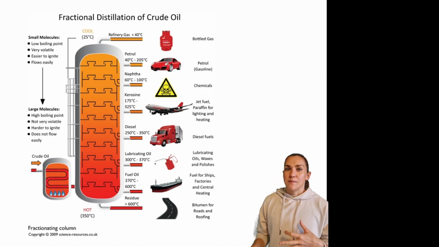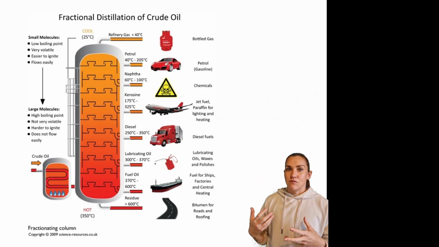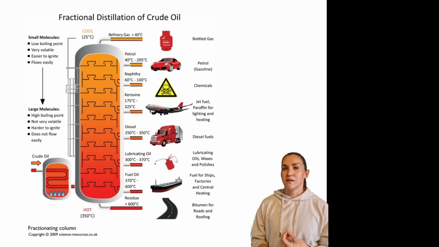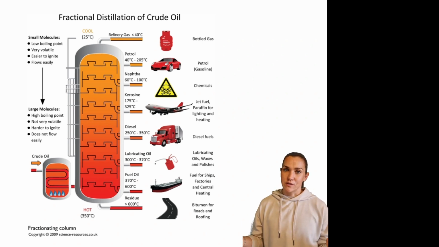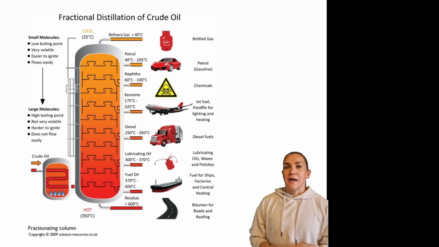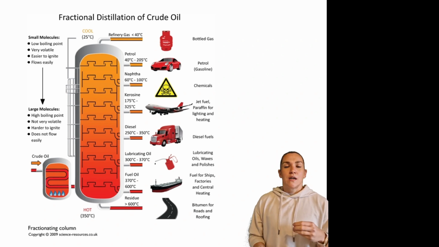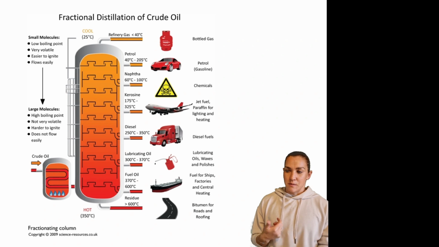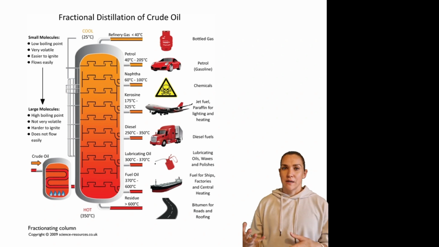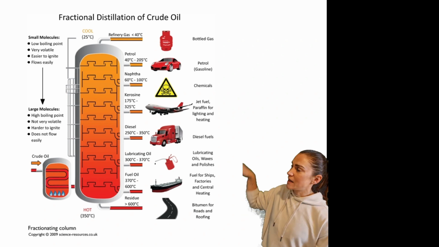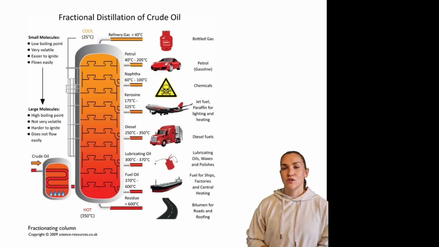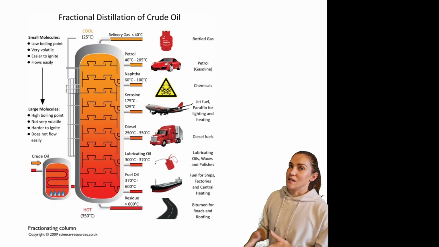Then down the bottom you have a really thick, gloopy substance, because the hydrocarbons are really, really long. We can't use it as a fuel, but we can use it to tar roads, and that's known as the residue. We then have all the different fractions in the middle that are used for different things you can see here.